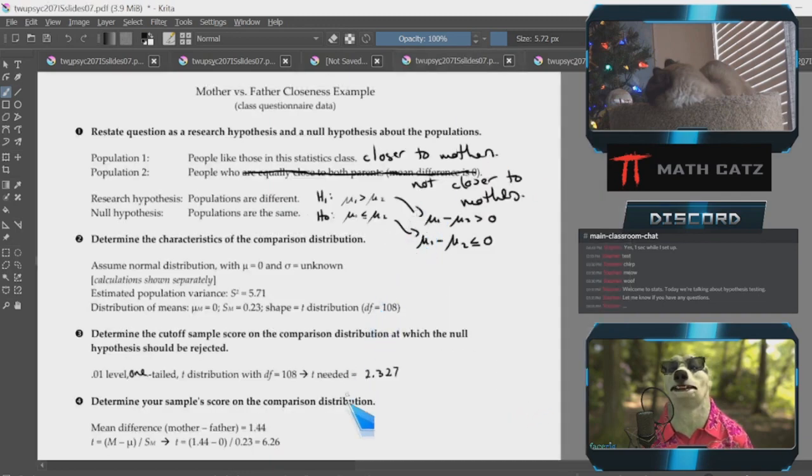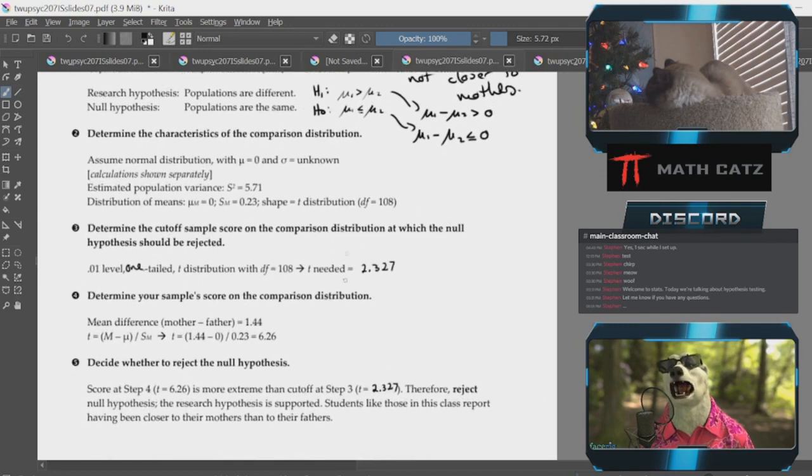And we therefore conclude that this observed score from the sample is more extreme than the cutoff. Therefore, we reject the null hypothesis in favor of the research hypothesis. Students in the class are closer to their mothers than to their fathers, or the evidence at least suggests that.